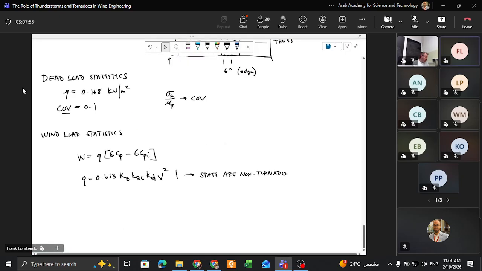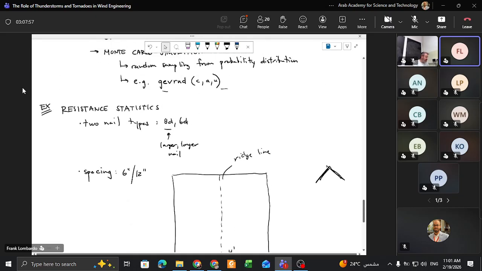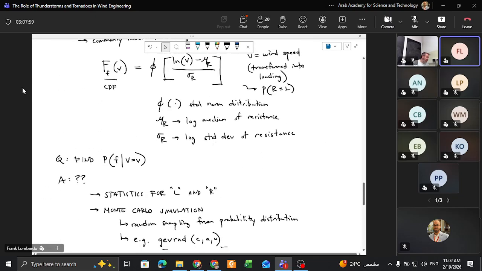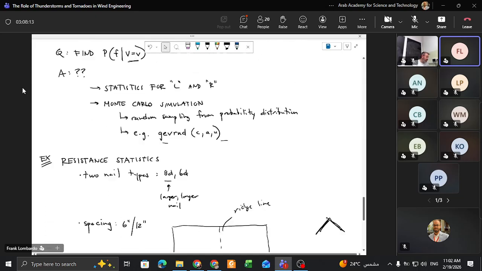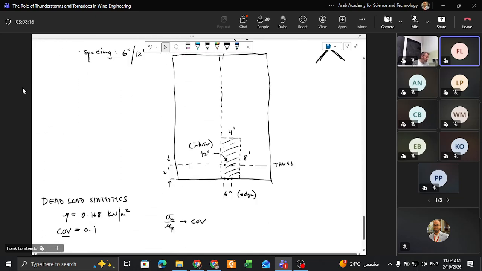Because really we're building a fragility function that is conditional on wind speed. So we're just going to step through a wind speed value, 20, 30 meters per second, calculate the load distribution using the uncertainty and the other parameters, and then come up with our probability of failure.